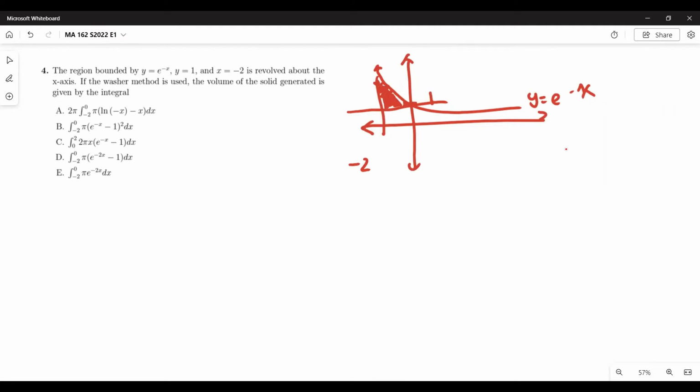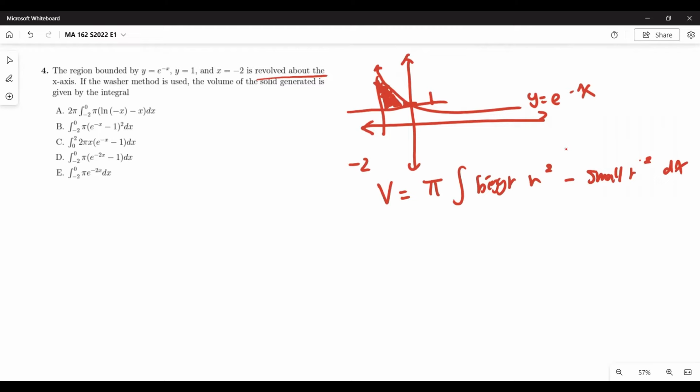So if you want to use the washer method, the volume equals pi times the bigger radius squared minus the smaller radius squared, dx or dy. So in this case, it's revolved about the x-axis.